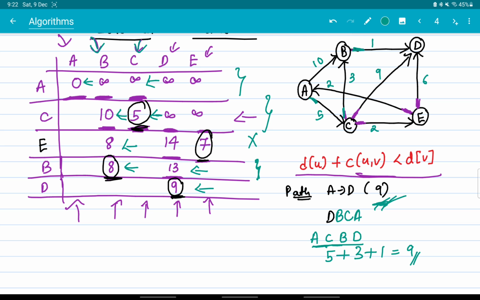So this is how you can find out the path from A to any vertex. Okay, follow the same procedure and find the path from A to any vertex. So that's all for this video. This is how you apply Dijkstra's algorithm for a directed graph. We have already discussed the method for an undirected graph as well.